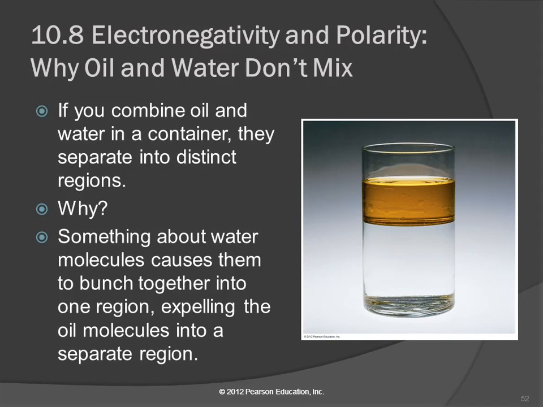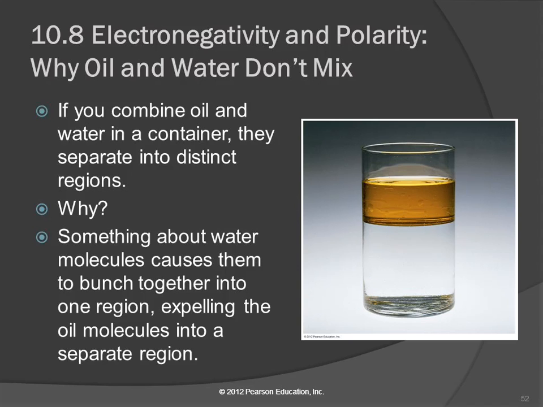Section 10.8, we're going to talk about electronegativity and polarity. And the question that's going to prompt this discussion, and that we're going to answer through it, is: why do oil and water not mix? We've all observed this. Here's a picture. There's oil up here and water. And you've all observed that.